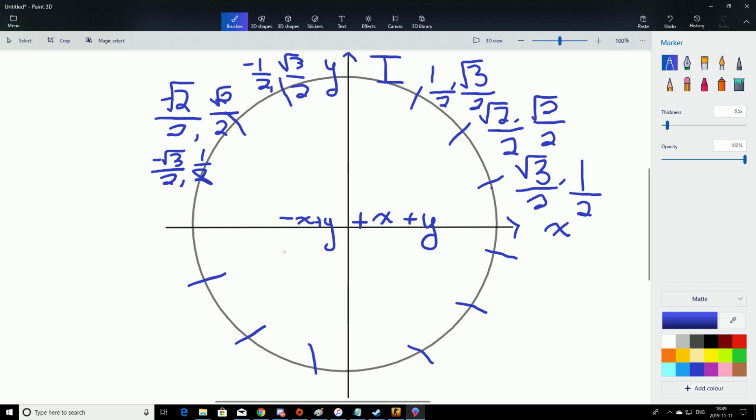Now we would eventually do this for both quadrant 3 and 4, but that'd be a waste of time.